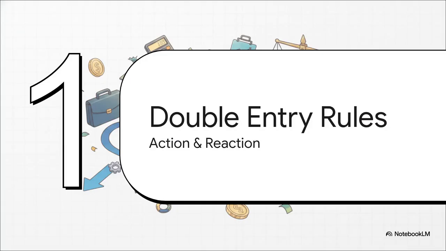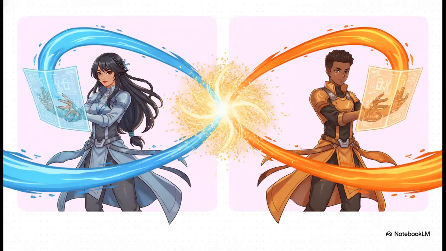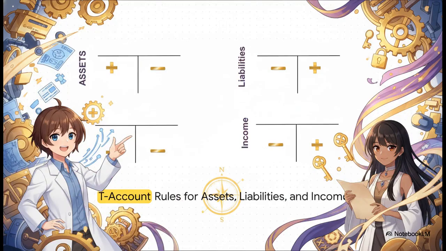Section 2, double entry rules. Every action has a reaction. This is the secret sauce that keeps that equation perfectly balanced at all times. Double entry accounting is, well, exactly what it sounds like. It's like physics. Every action has a reaction. Everything gets split in two sides, the debit side firmly on the left and the credit side over on the right. Every single transaction you make is going to touch a debit side of one account and a credit side of another. Think of this as the visual engine room.